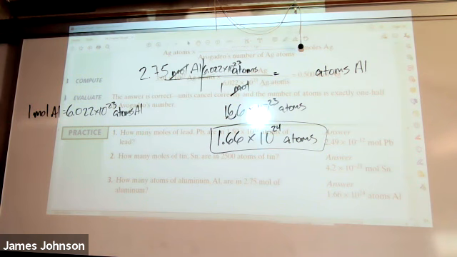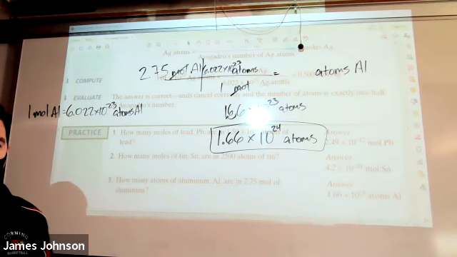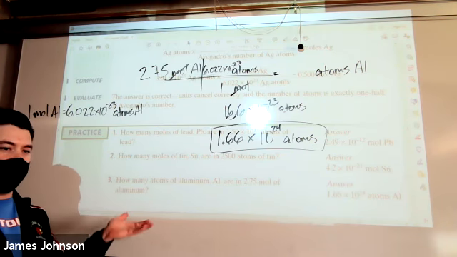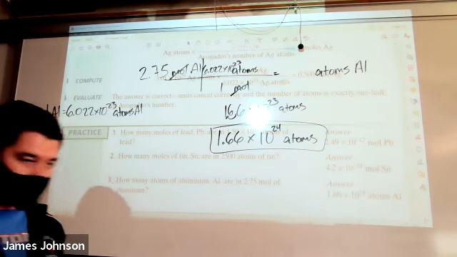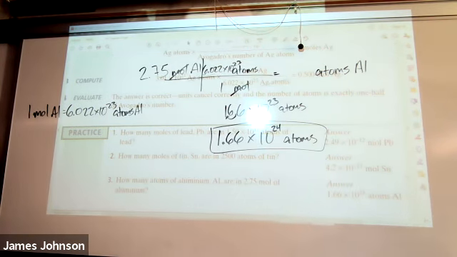That is it. And so if one part of the term that's in scientific notation is made smaller because I had to move the decimal that way, then I'm going to have to change the exponent to balance that change and make it larger so that the overall value stays the same. So, practice problem number 3. Correct answer is 1.66 times 10 to the 24th atoms of aluminum.